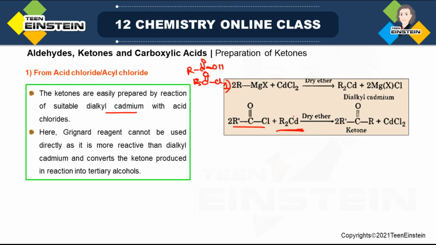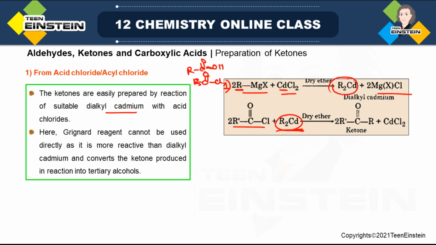For the preparation of this R2Cd, which is dialkyl cadmium, with 2 alkyl groups attached to cadmium, we take the help of Grignard reagent, RMgX. This is the general structure of Grignard reagent. In the presence of cadmium chloride in dry ether, R2Cd is formed. So 2 molecules we have taken, and these 2 R groups are attached to Cd, and MgXCl is formed as a byproduct.